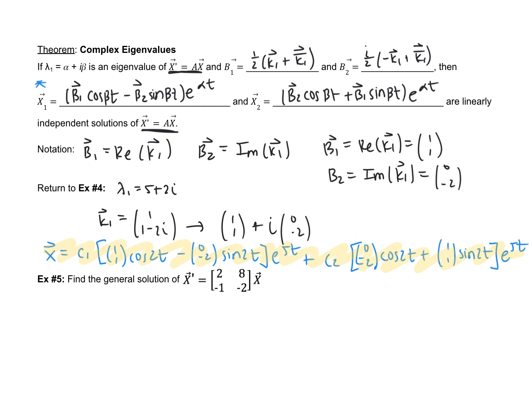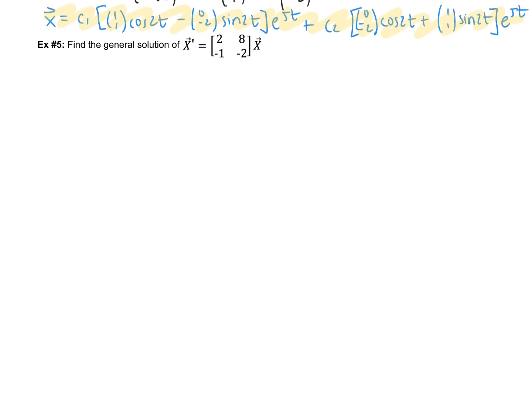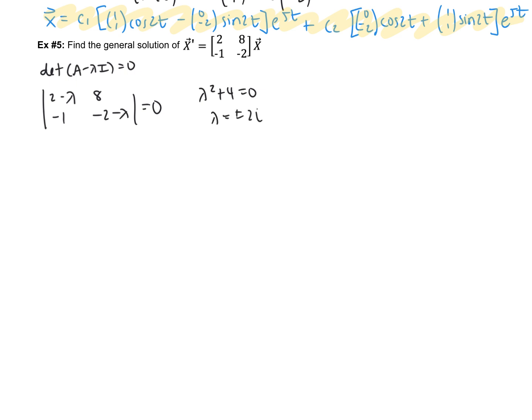And finally, through all of this, we have one last example. So when you're ready, let's take a look. Find the general solution of this homogeneous system. If I take the determinant of A subtract lambda I and set it equal to 0, I get the matrix 2 subtract lambda, 8, negative 1, negative 2 subtract lambda. The determinant ends up being lambda squared add 4 is equal to 0. So our eigenvalues are plus or minus 2i.